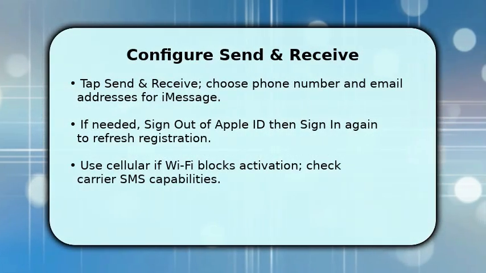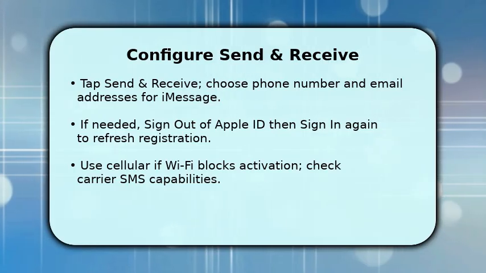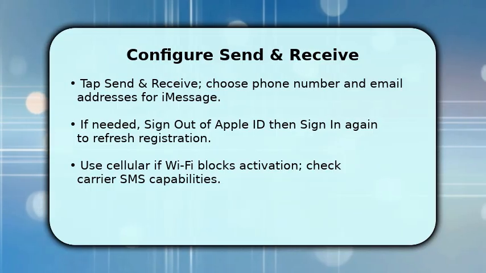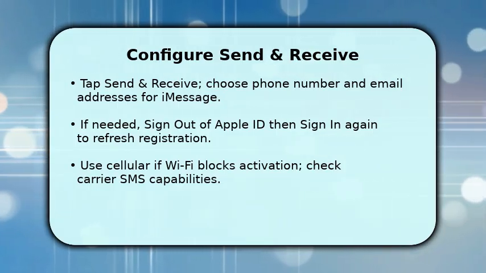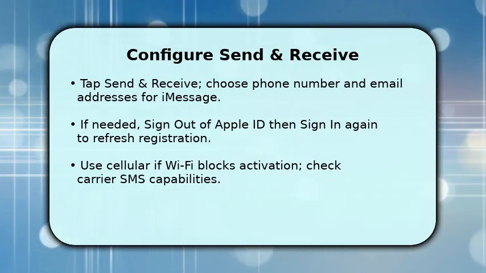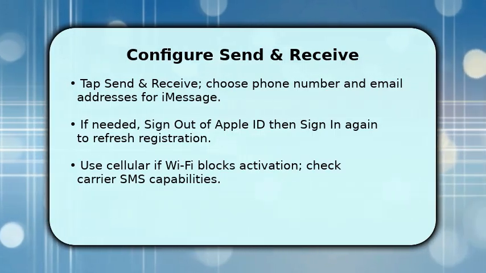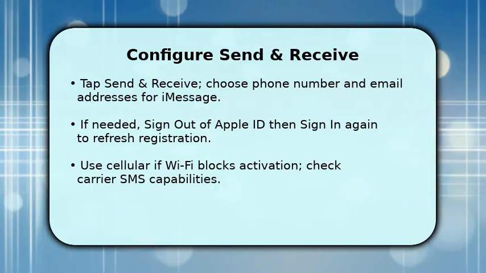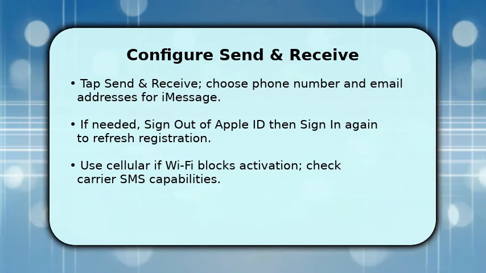Next, you'll tell iMessage which addresses to use. Tap Send and Receive and check the phone number plus any emails you want linked. You want a single identity that other users see as coming from you. If the number isn't listed, sign out of your Apple ID in Settings, then sign back in to force a re-registration. Also, use cellular rather than restricted Wi-Fi if activation requires an SMS confirmation. These steps resolve most mid-process registration issues by refreshing credentials with Apple.